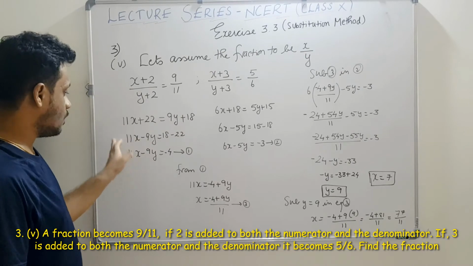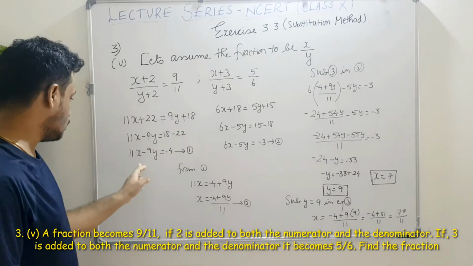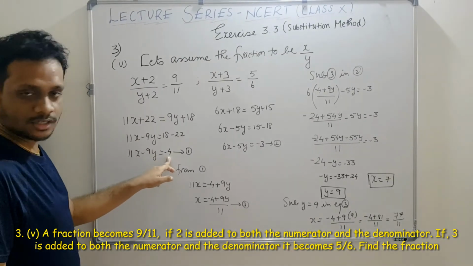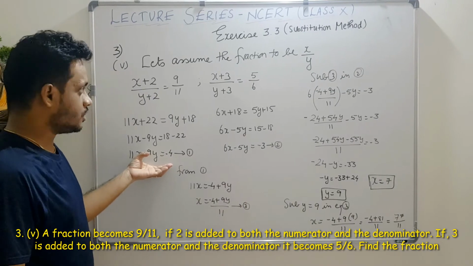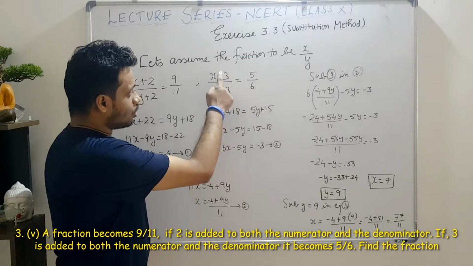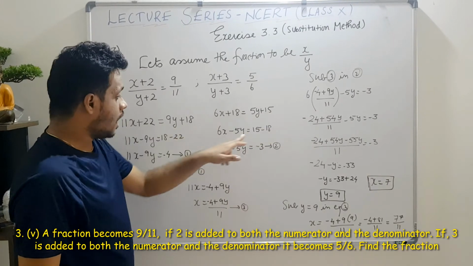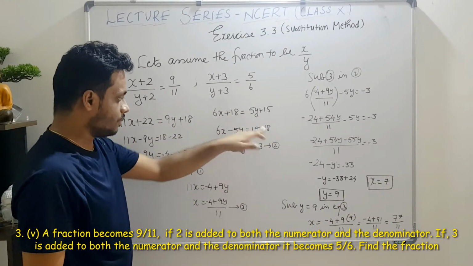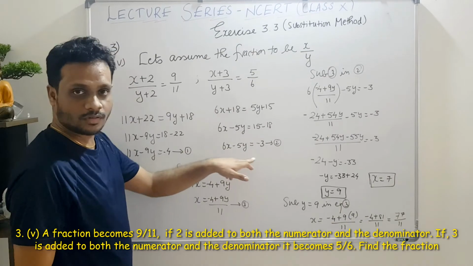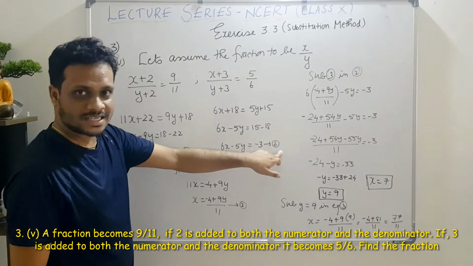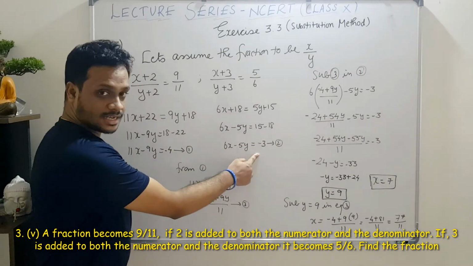I combine x and y on one side and take the numbers to the other side. So I get 11x minus 9y equal to minus 4. So this is my first equation. Again from this I do the same thing, I cross multiply, I'll get 6x plus 18 is equal to 5y plus 15. I collect x and y on one side and numbers on the other side. Then I get 6x minus 5y equal to minus 3. This is my second equation. So I have got my first equation and second equation.